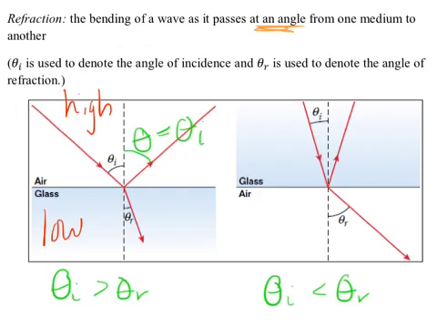As opposed to when it goes from a low speed medium like glass to a high speed medium like air, the opposite happens. Instead of bending toward the normal, it bends away from the normal. The angle increases. So in the second case, theta r is bigger than theta I. Again, your rule to remember is when it goes from high speed to low speed, it slows down the wave, which makes it bend toward the normal. When it goes from low speed to high speed, it speeds up the wave, which causes it to bend away from the normal.